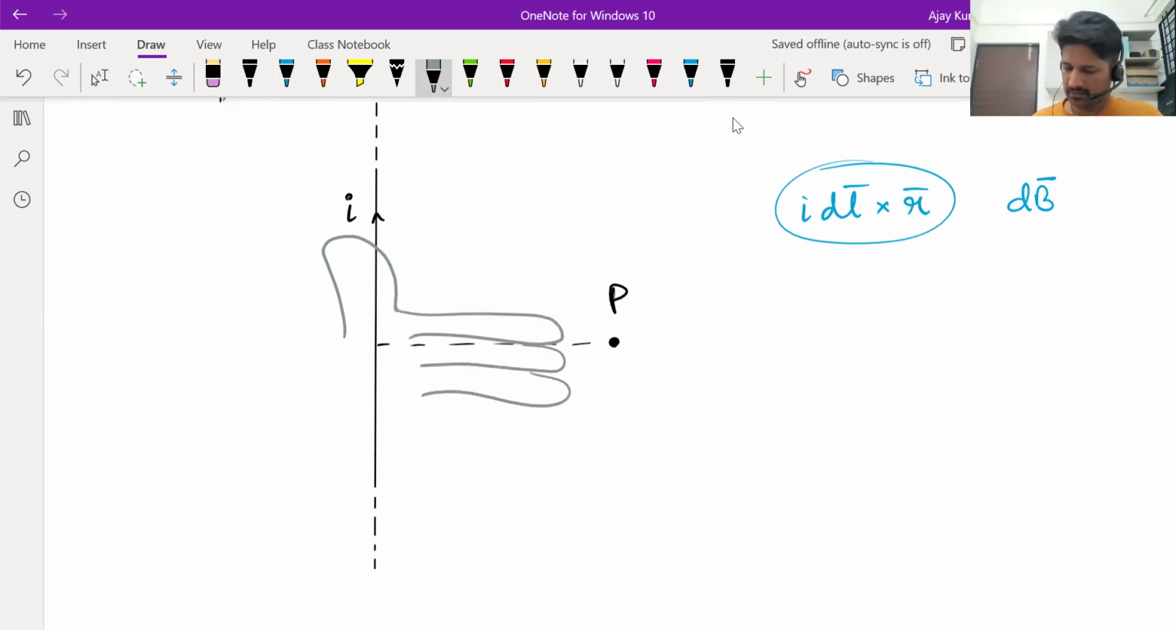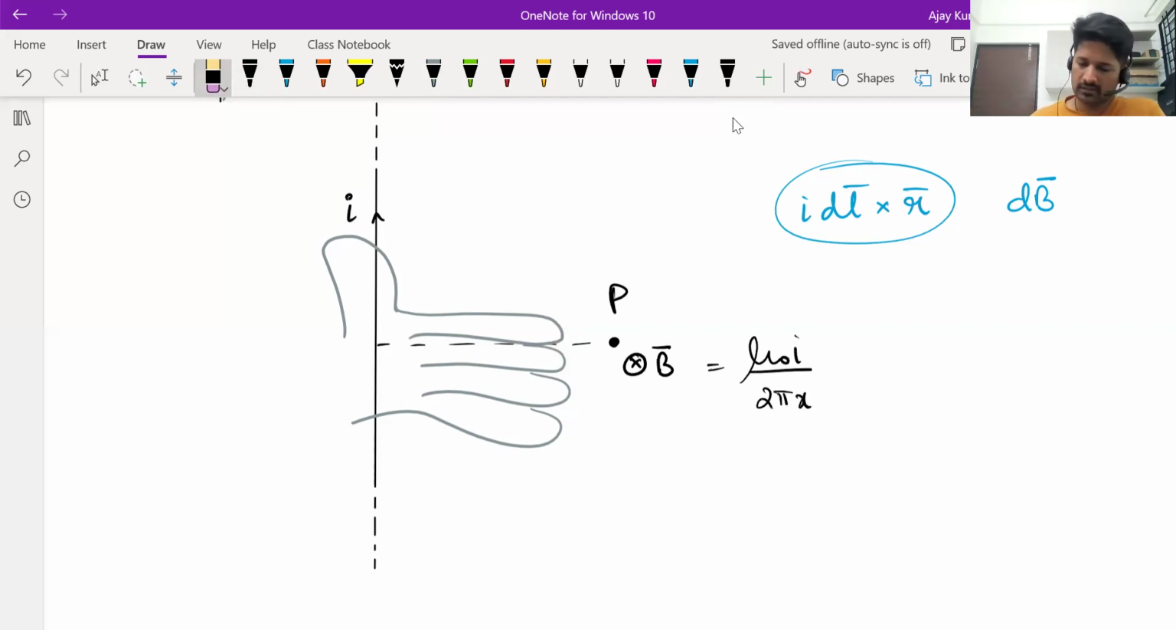If you do that, your palm will be facing into the screen. So it means the magnetic field at this point is directed inwards. Okay, that mu naught I by 2 pi x, whatever is there, is directed into the screen.